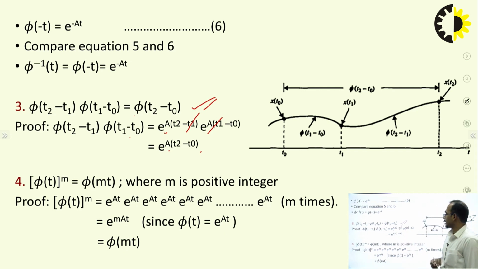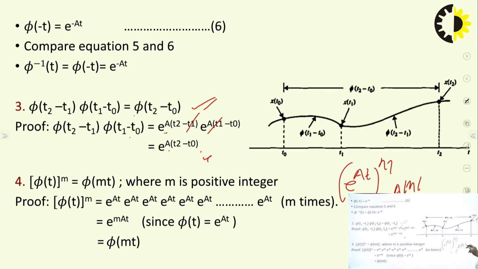Next property is phi t raised to the power m is equal to phi mt, where m is a positive integer. So if you write phi t raised to the power m, that is e raised to At raised to the power m, this will give e raised to A m t. So e raised to At is equal to phi t, so e raised to A m t will be phi m t.